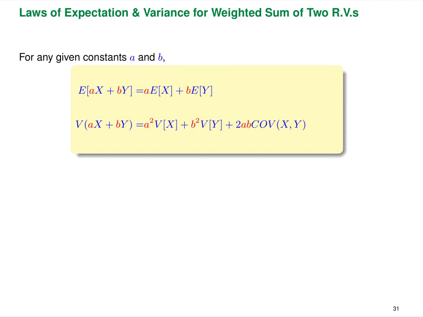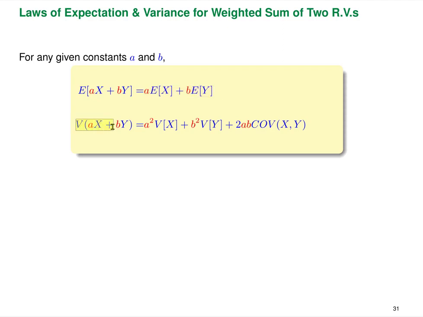In general, given two random variables together with their means, variances, and covariance, we have the following formula to compute the expected value and the variance for a linear combination of these two random variables. The expected value of the linear combination of two random variables is equal to the linear combination of their expected values. That is, again, the linear transformation and the expectation operation are interchangeable.